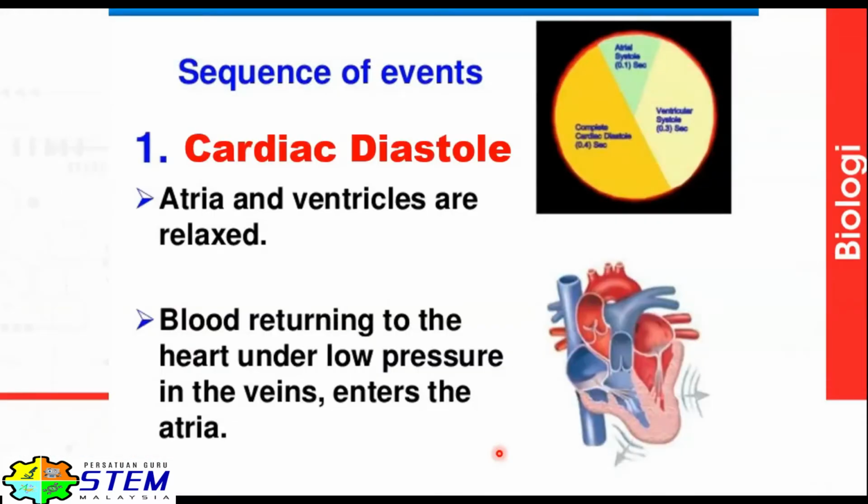Again, the sequence of events starts from the cardiac diastole. Cardiac diastole means the atria and the ventricles are relaxed. During this event, the blood returns to the heart under low pressure in the veins and enters the left atrium and the right atrium. The left atrium will receive the blood from the lungs and the right atrium will receive the blood from the whole body.